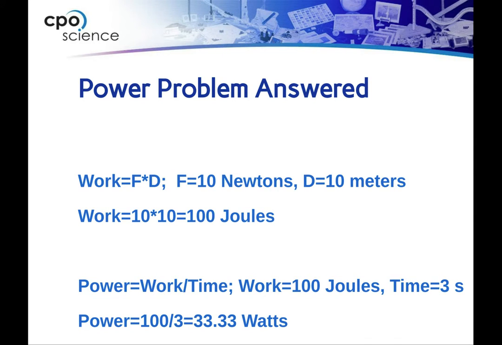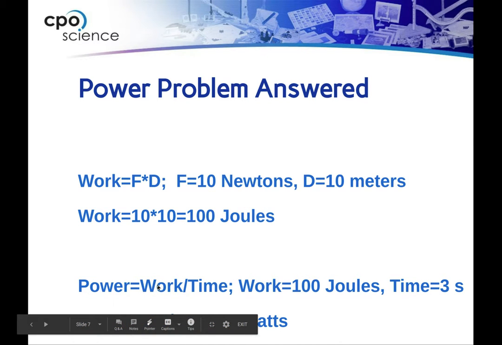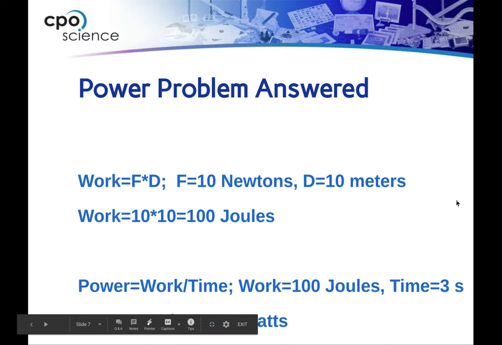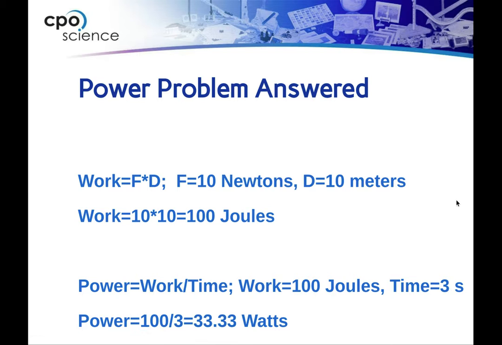Here's how we're going to do this. First, you calculate work. Work is force times distance. The force is 10 newtons, the distance is 10 meters. 10 times 10 is 100 joules. Now take that amount of work and plug it back into the power equation. Power is work divided by time. Work being 100 joules, time being 3 seconds. 100 divided by 3 is equivalent to 33.33 watts.